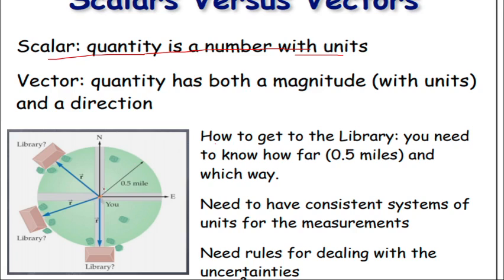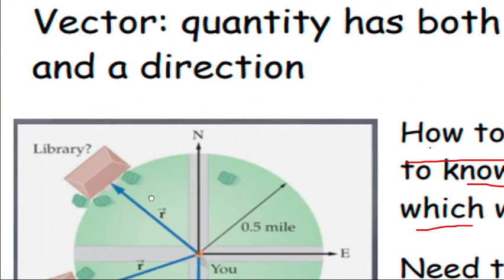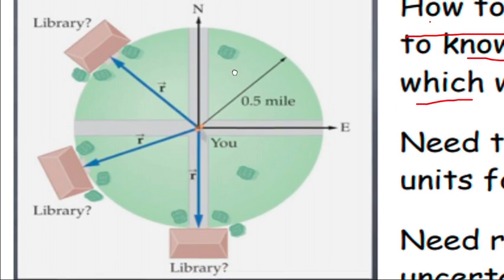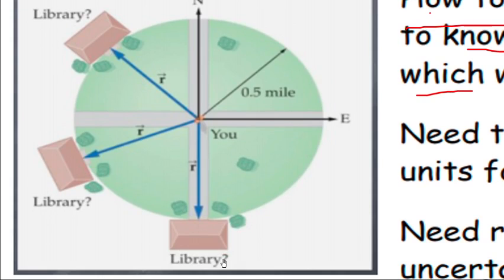Now, look at this thing and look at what is written here. How to get to library. You need to know how far and which way. So let me magnify this aspect so that we can see what I'm trying to talk about. Look at this thing. There is a library here.